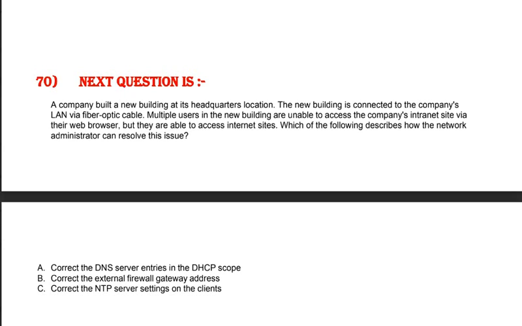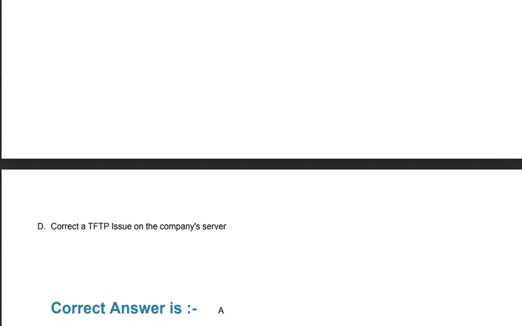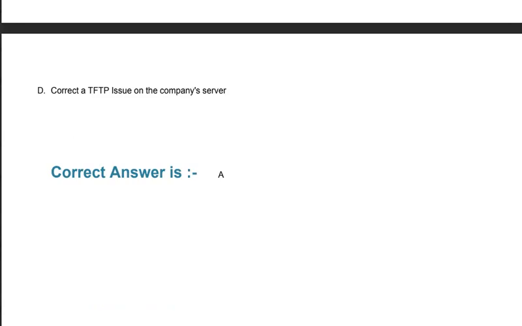Option A, correct the DNS server entries in the DHCP scope. Option B, correct the external firewall gateway address. Option C, correct the NTP server settings on the client. Option D, correct a TFTP issue on the company's server. Correct answer is option A.